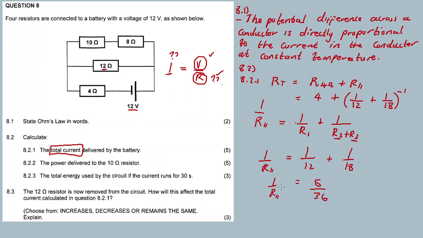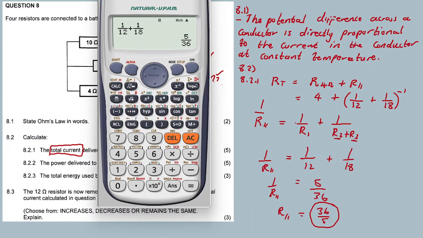Now what do we do? You just swap, so that R parallel will be equal to 36 over 5. The negative exponent 1 accommodates the flipping of this fraction. You can also do this on a calculator.